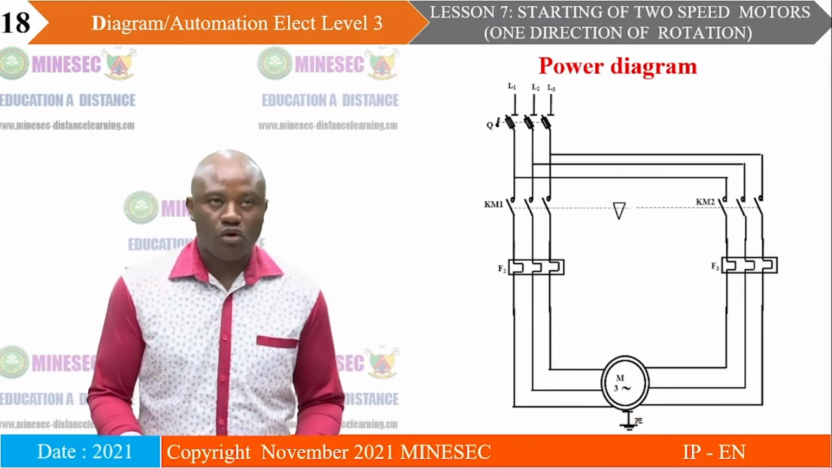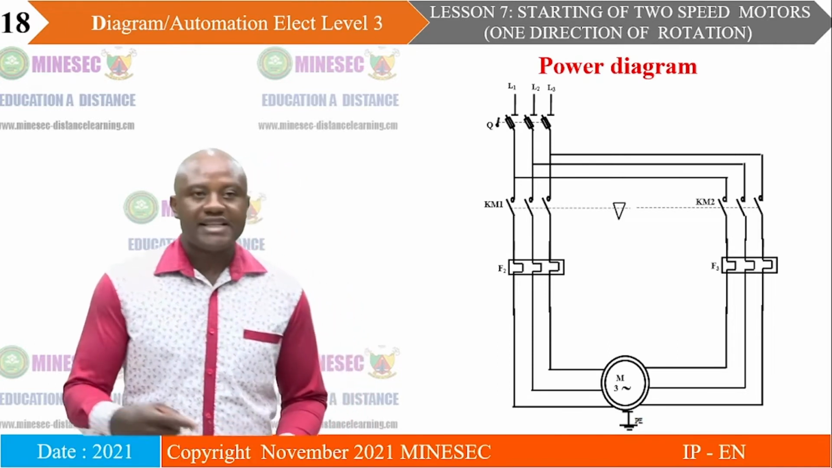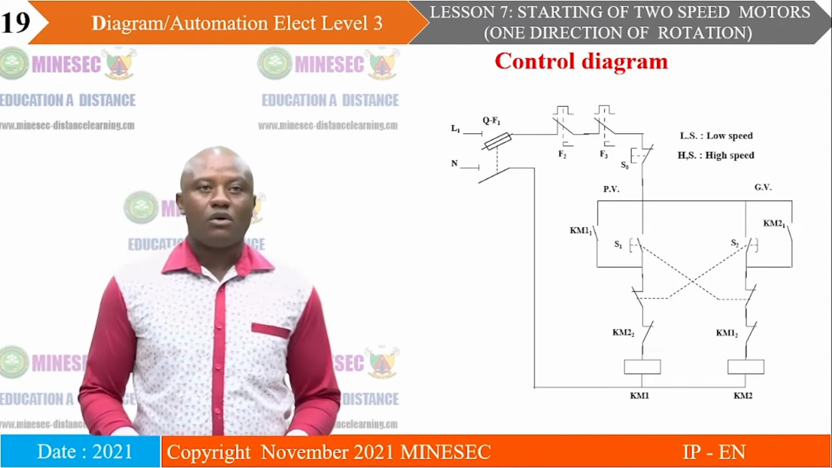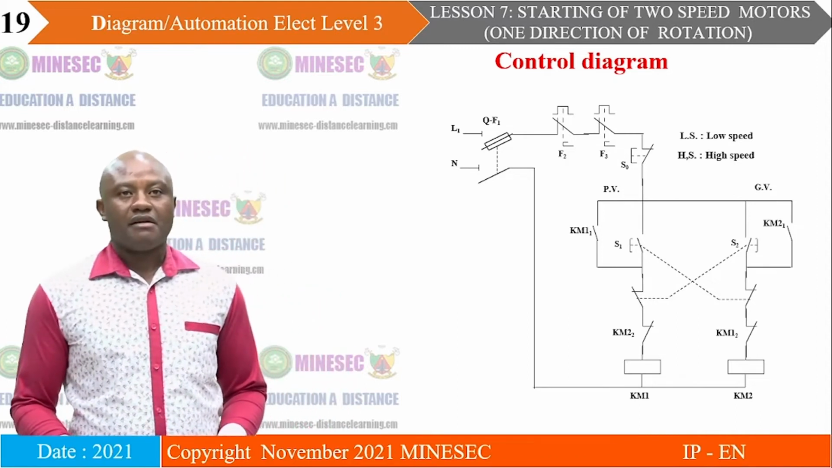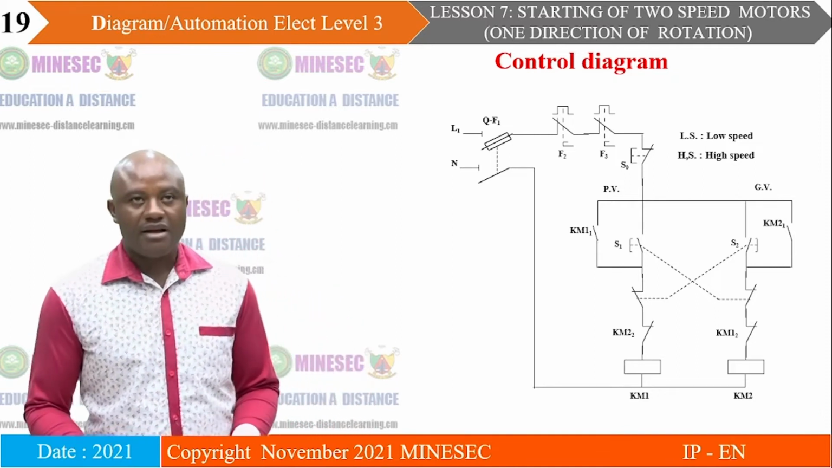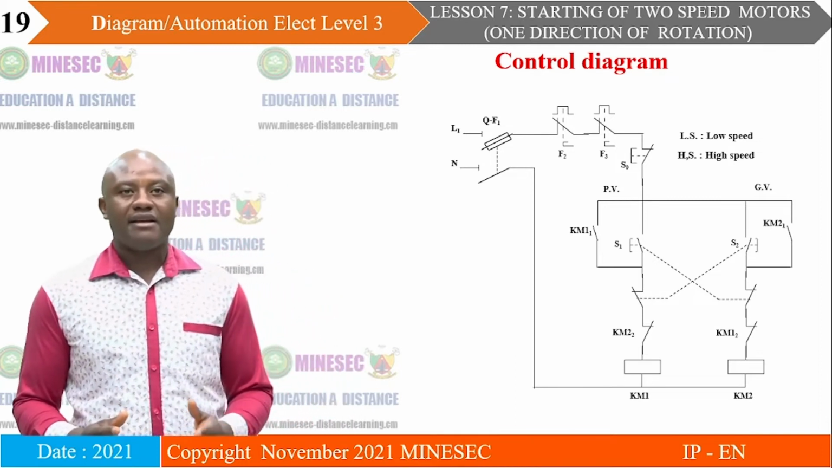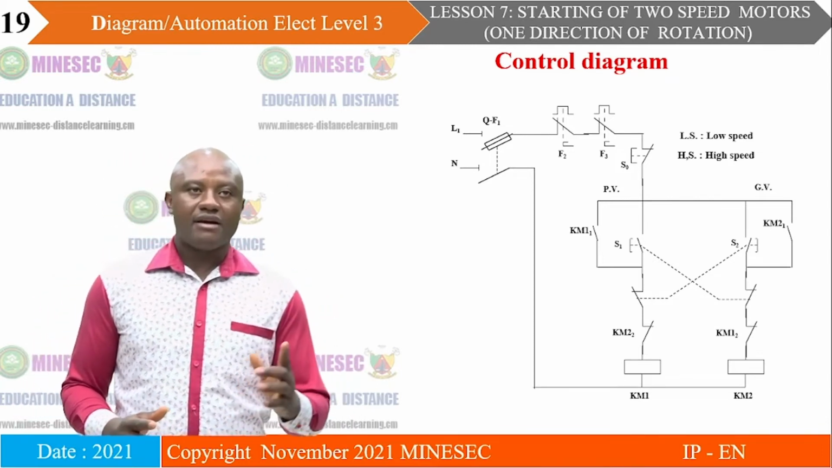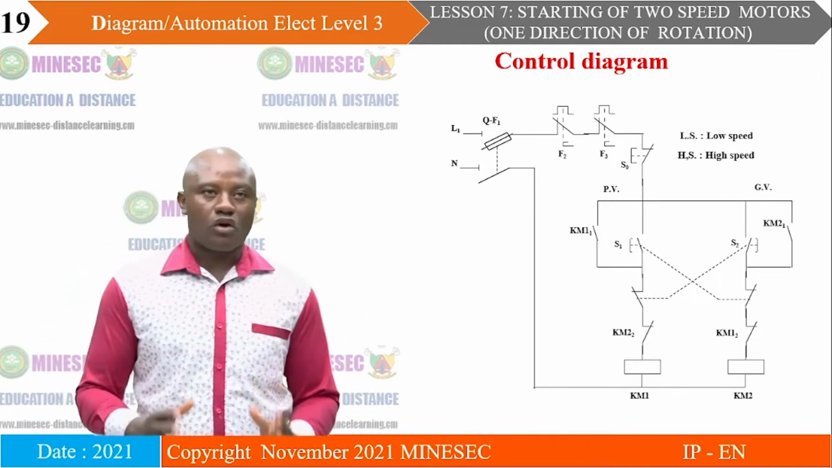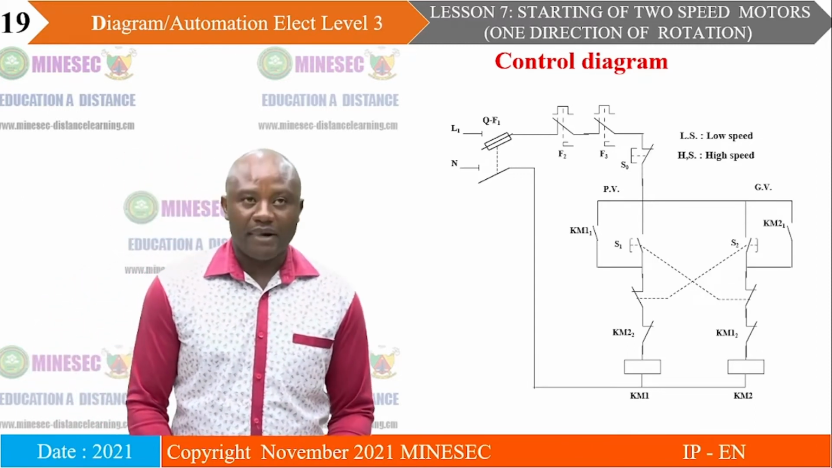How are we going to control this motor so that we should not be pressing the stop push button before starting the other, while the motor is working in the other speed? We have a diagram here. For us to operate this system very well, we need a push button with two contacts. One normally closed and the other one normally open.